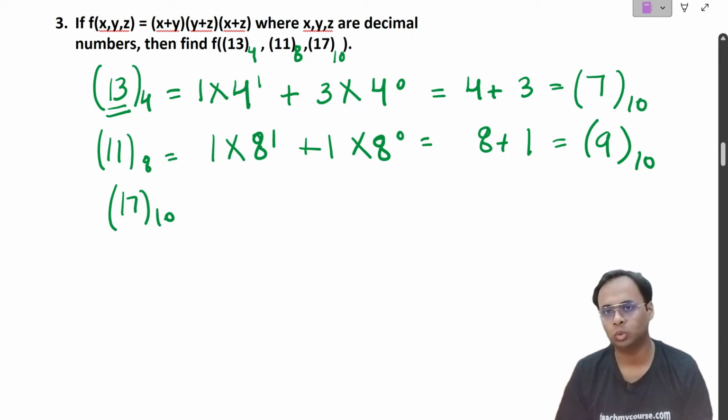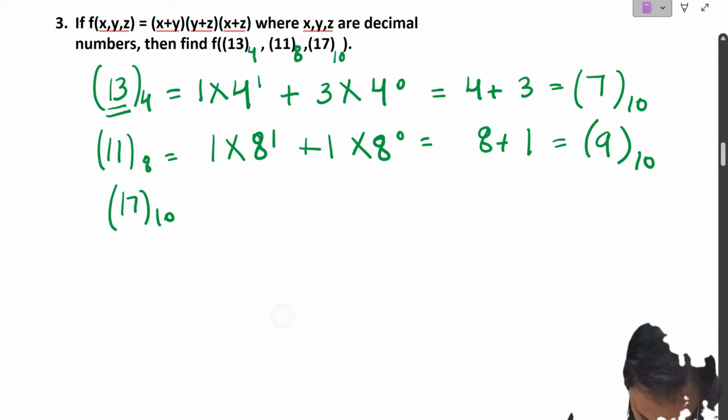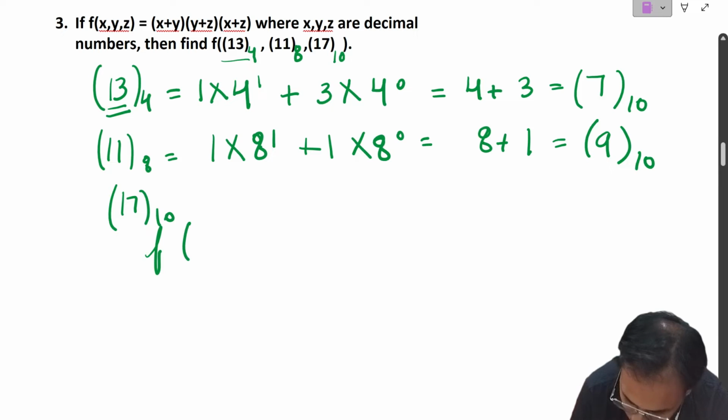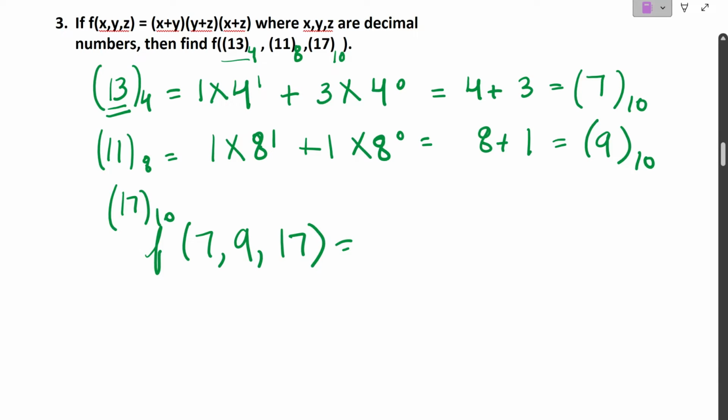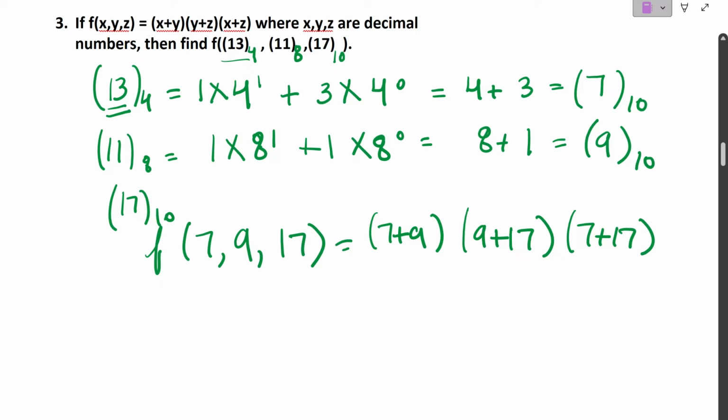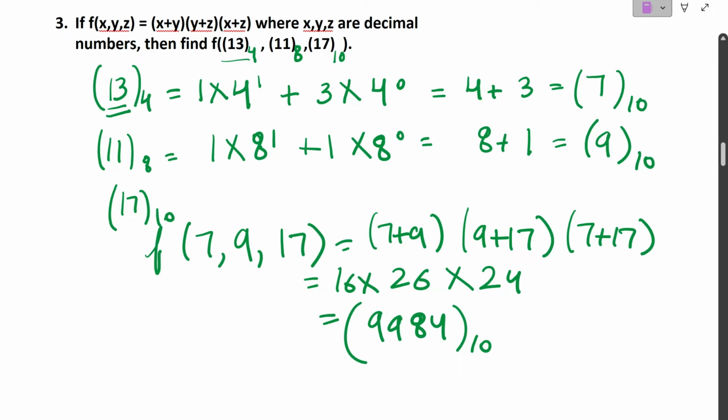Now we are in a position to apply our function f to 13 to the base 4, which is 7, 11 to the base 8, which is 9, and 17. So what is that? It is x plus y, that is 7 plus 9, into y plus z, that is 9 plus 17, into x plus z, that is 7 plus 17. So it is 16 multiplied by 26 multiplied by 24. If you do all the multiplication, you will get 9984 to the base 10 as the answer.